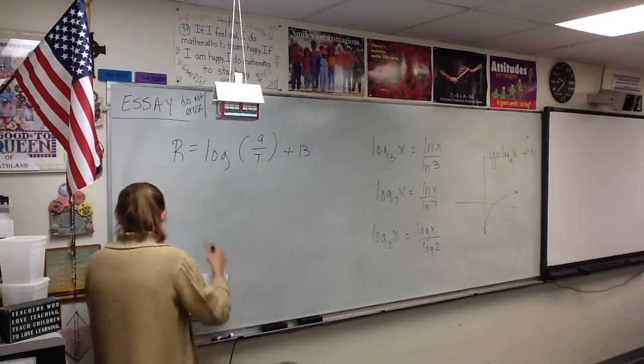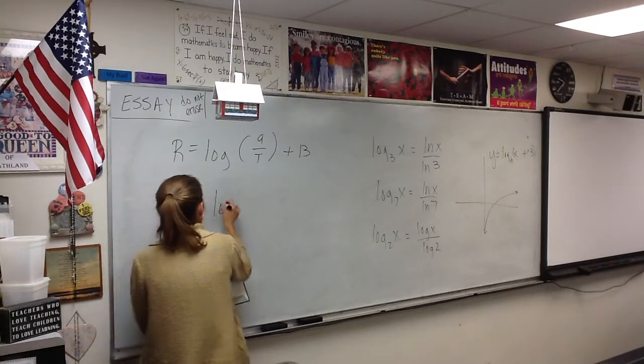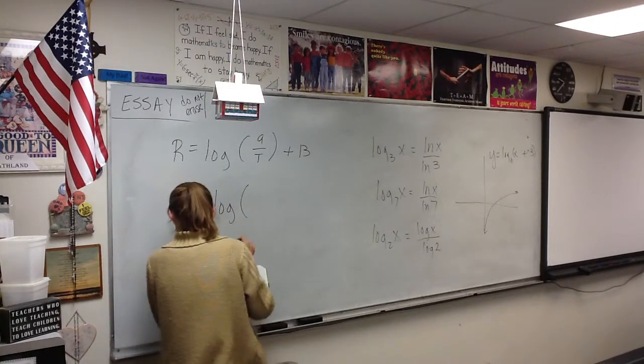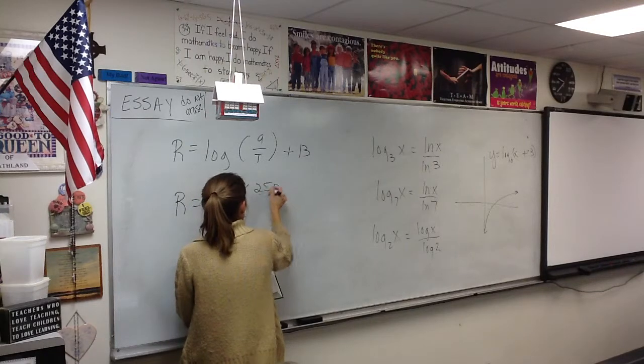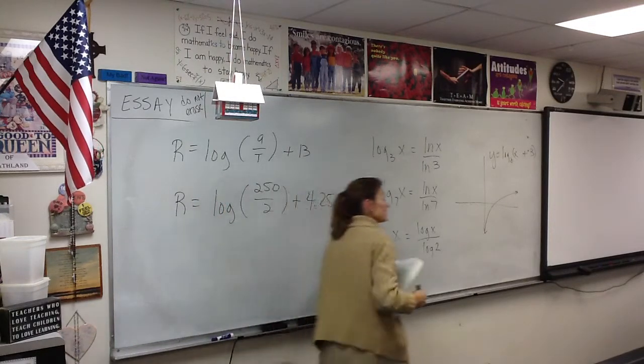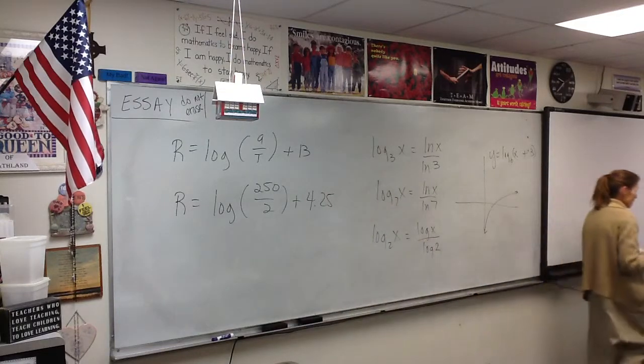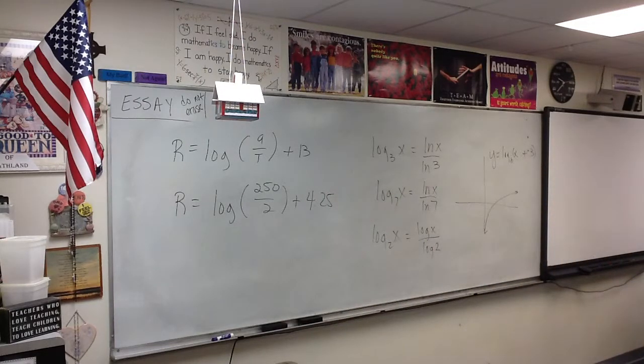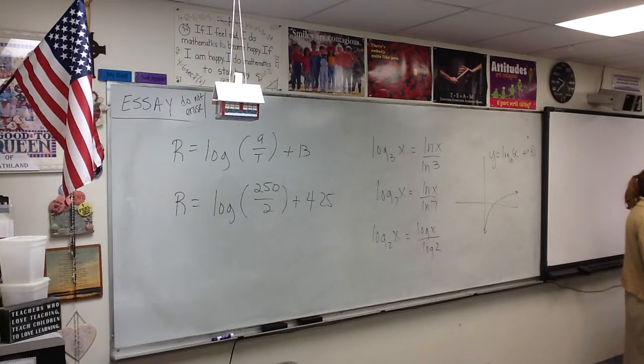I'm going to plug all those numbers in. So I have the log of 250 over 2 plus 4.25. Then guess what I'm going to do? After I get everything plugged in, I'm going to type it in on my calculator. Now, it's a log, so I have no problem doing that, right? I'm just going to type it on my calculator, whatever decimal comes out, that's the answer. Nothing hard or tricky about that.